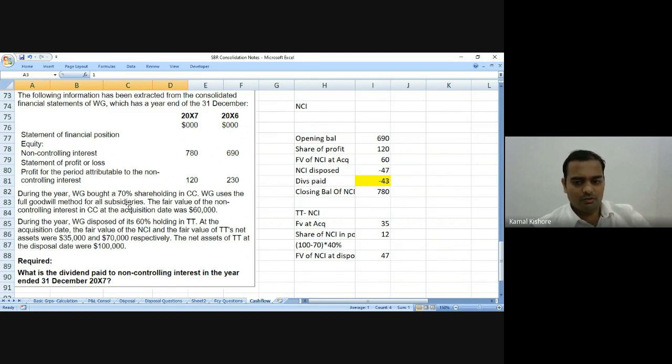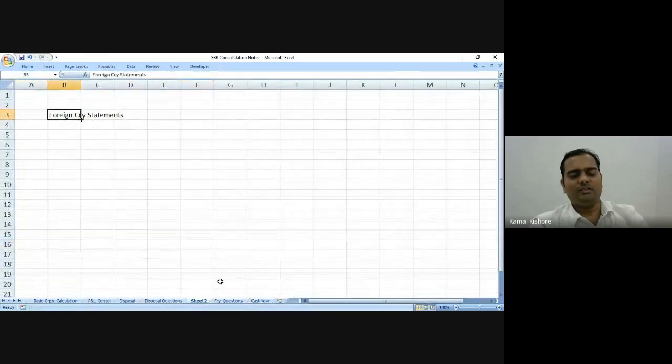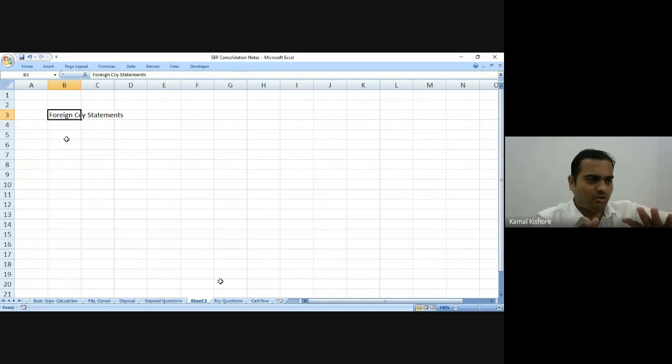Okay. Can we move on further? Yes. Okay. So this is about cash flow. Then the next part is foreign currency financial statements. Again, consolidation. As far as pure consolidation is concerned, that is over.